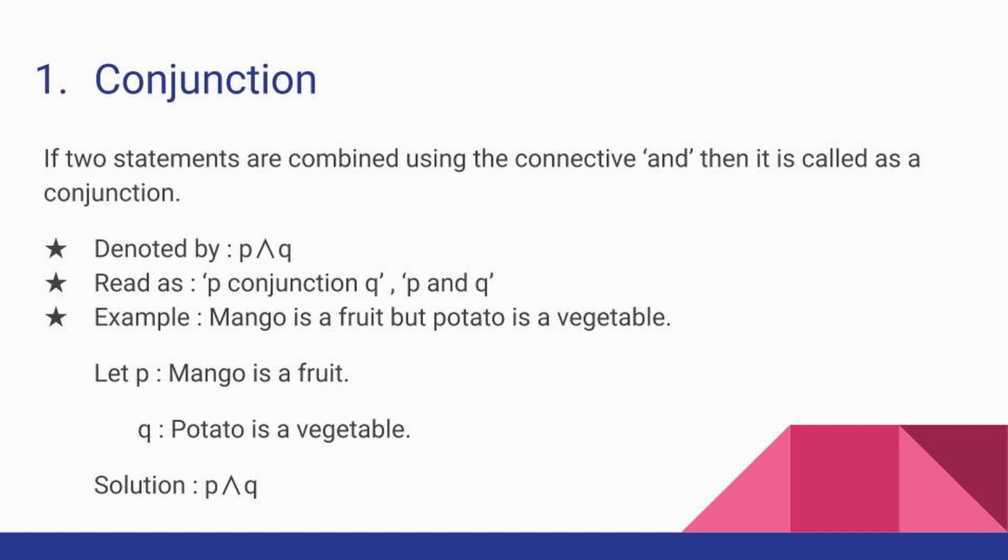And the example is: mango is a fruit but potato is a vegetable. Already I said in place of "and", some other words can also be used, "but" can also be used. Here we can see two statements. One is mango is a fruit and the other one is potato is a vegetable. I am representing "mango is a fruit" by small letter p and "potato is a vegetable" by small letter q. Hence the solution is P ∧ Q.